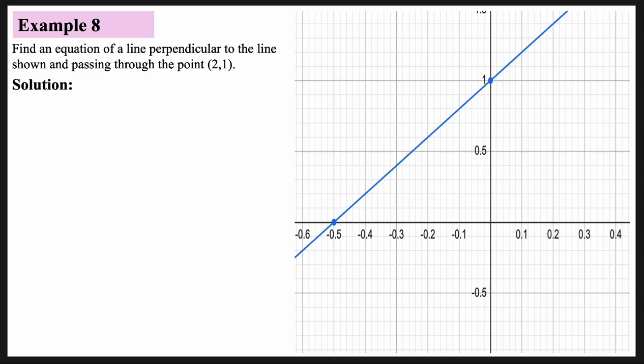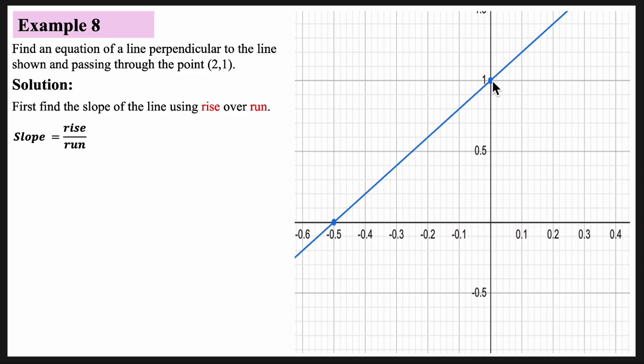For this example, we're being asked to find an equation that is perpendicular to the line that we're given and passes through the point 2 comma 1. So perpendicular means they're going to have slopes that are negative reciprocals of one another. So first thing that we have to do in this case is find the slope of this line using that rise over run. Well, in order to do that, I need to come up with 2 points, and we're going to use this point here and this point here.